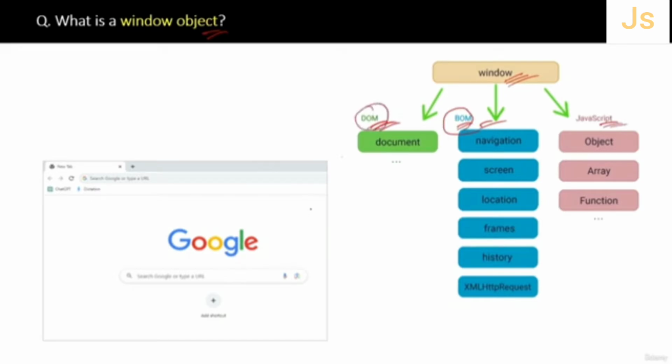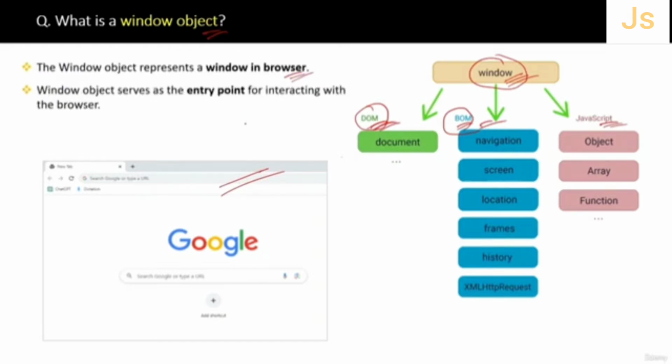So in a way, you can say it's the topmost parent level object that gets initiated or invoked as soon as you open the browser. Every browser has this object. Now here are 3 points about the window object. The window object represents a window in the browser. The window object serves as the entry point for interacting with the browser. And the last point is, it is not the object of JavaScript. That is a myth, okay?